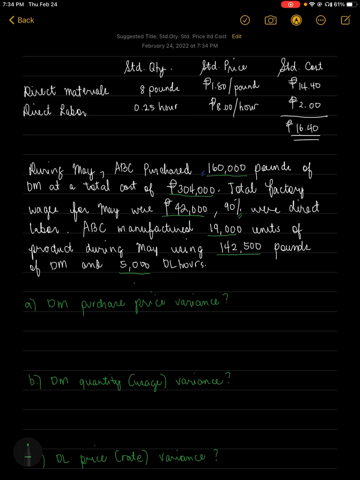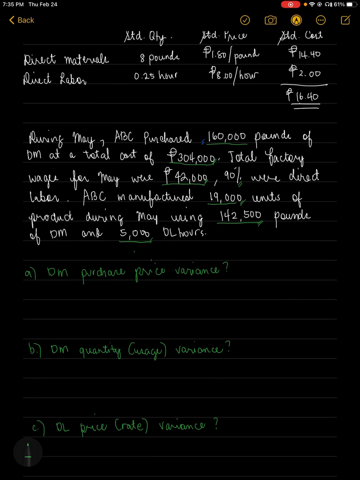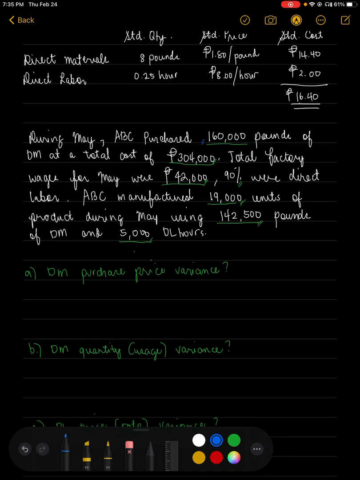Okay, so this particular problem is about the computation of variances with respect to prime cost of ABC company. So prime cost includes direct materials and direct labor. Then we have our data for the standard quantity, the standard price per quantity, and the standard cost. We also have information about the actual number of materials being purchased, the actual cost of purchasing the materials, the actual factory wages, also the actual number of units produced, and the actual number of materials used, as well as the number of direct labor hours used in order to produce the 19,000 units of product. Now, the first question here is how much is the direct materials purchase price variance?